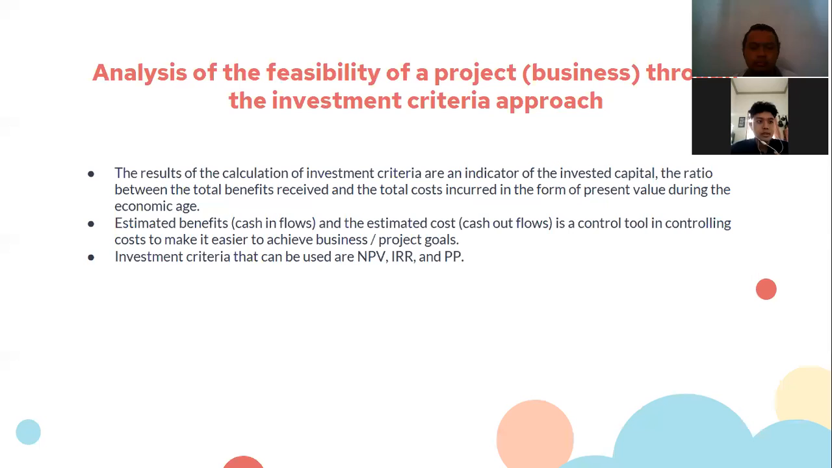So, the analysis of the feasibility of a project or business through the investment criteria approach. The first one is the result of the calculation of investment criteria, which are an indicator of the investment capital. The ratio between the total benefits received and the total cost incurred in the form of present value during the economic age. Estimated benefits, or cash inflows, and estimated costs, or cash outflows, are a control tool in controlling costs to make it easier to achieve business or project goals. Investment criteria that can be used are NPV, IRR, and PP.